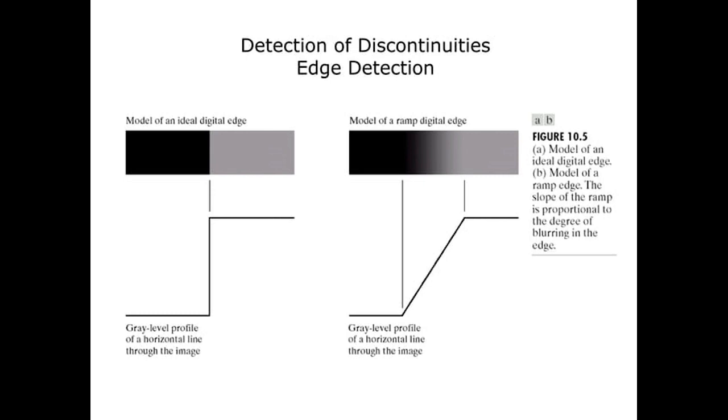Next we will go for edge detection. Point detection is over, line detection is over. Next we are seeing edge detection. How do we find edges? Here we are actually modeling an ideal digital image.